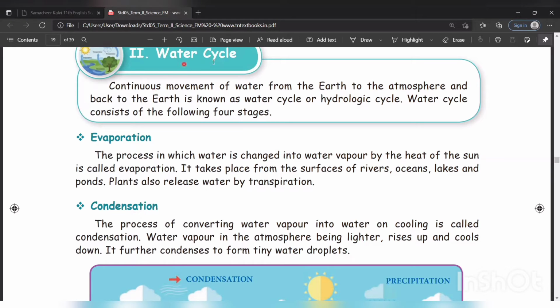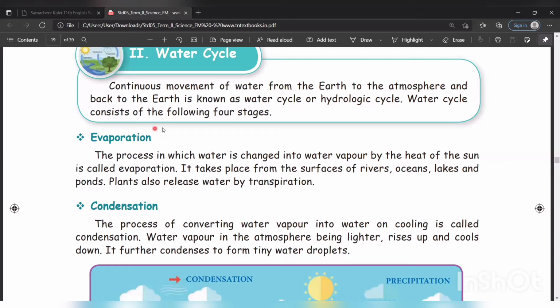Water cycle: the continuous movement of water from the earth to the atmosphere and back to the earth is known as the water cycle or hydrologic cycle. From the earth, what happens? It moves up to the atmosphere in the form of water vapor, and from the atmosphere it again comes back to the earth in the form of rain. So this process is known as the water cycle or hydrologic cycle.